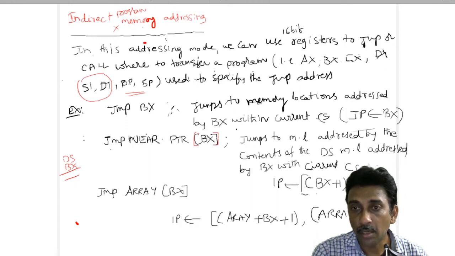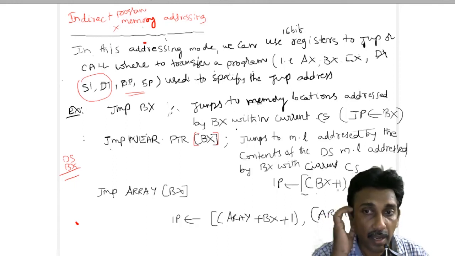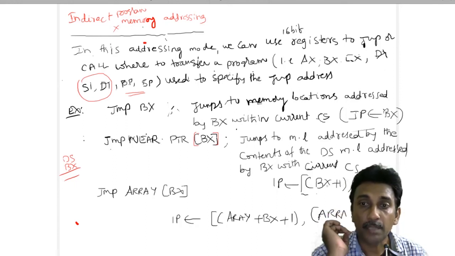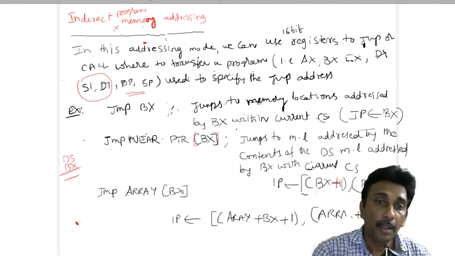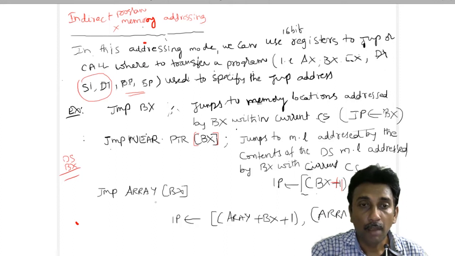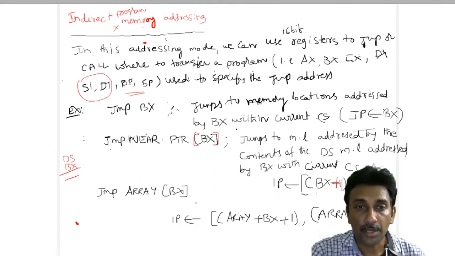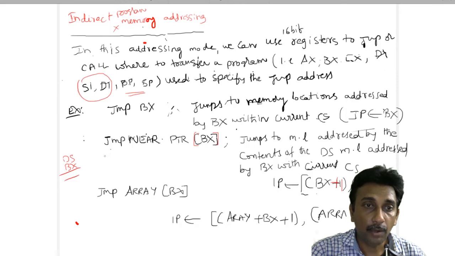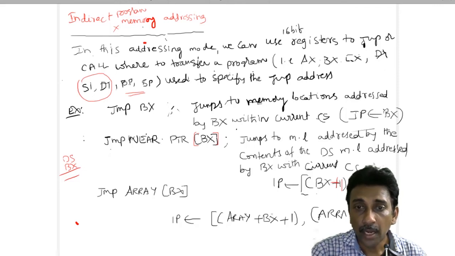So the first address is BX, and the next higher successive byte memory location will be BX plus 1. That will be pointed to by the instruction pointer. In a similar way, you can point out arrays. The first instruction address is pointed out, and the consecutive memory locations will also be added into the array. So JMP ARRAY[BX] means that the data segment value plus the BX value is added, with the initial value ARRAY[BX] and the next value ARRAY[BX+1].